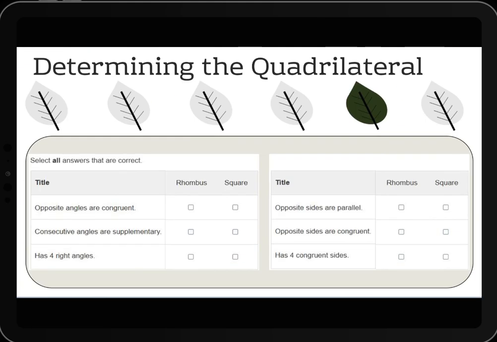So make sure you understand the properties of each figure, right? We want to make sure we can select all that apply here. So opposite angles are congruent for both of these. Consecutive angles are supplementary for both. Only squares have 4 right angles. Opposite sides have to be parallel for both. Opposite sides have to be congruent for both. And they both have 4 congruent sides. It's just the square is very unique here with this particular one, right? Because rhombuses don't need to have 4 right angles.